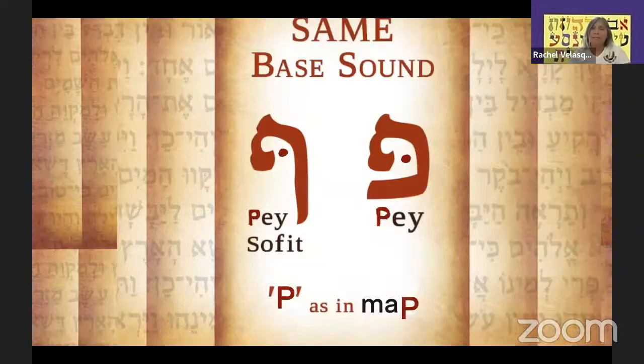And this is the same sound, but it looks different. It's a pay, Sofit, or final letter. It's still a P. It's got the little dagesh in there, so it's a p, p, p sound.